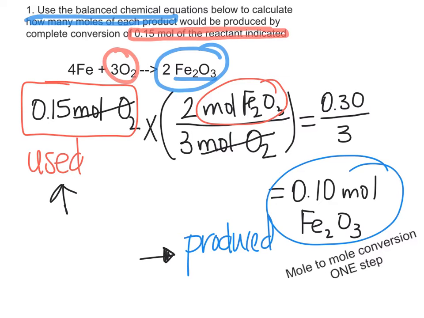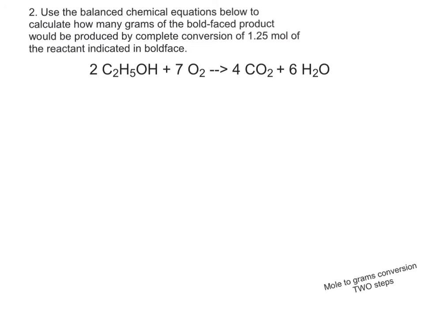Okay? Now let's go to another one. It's a little bit more challenging. Okay, in problem set number 2, the instruction says, use the balanced chemical equations below to calculate how many grams of the boldface product will be produced by complete conversion of 1.25 moles of the reactant indicated in boldface.